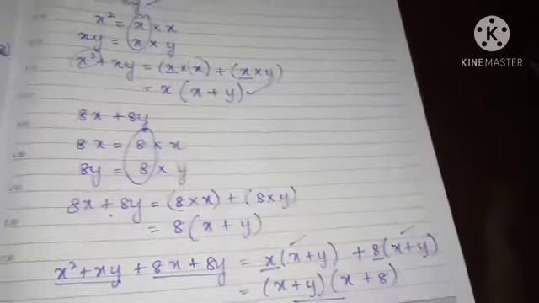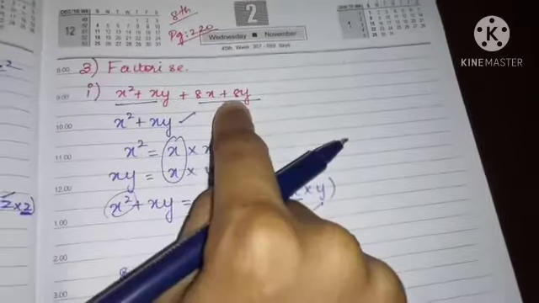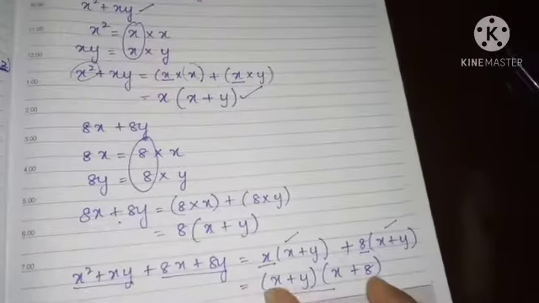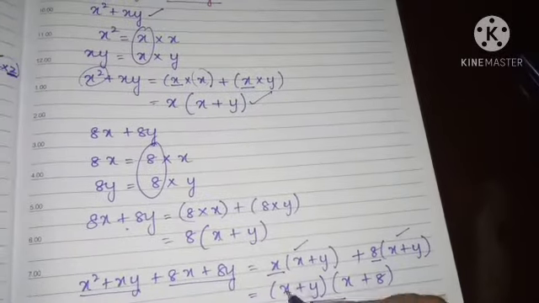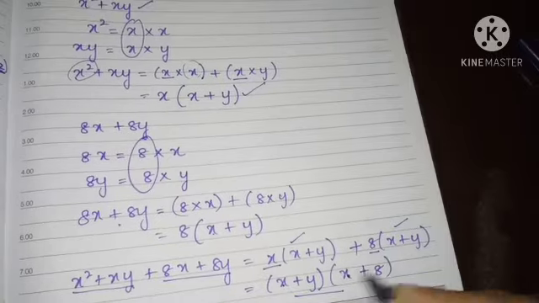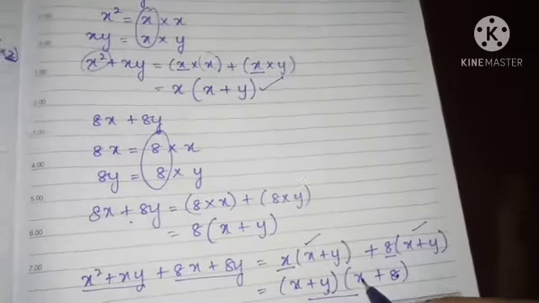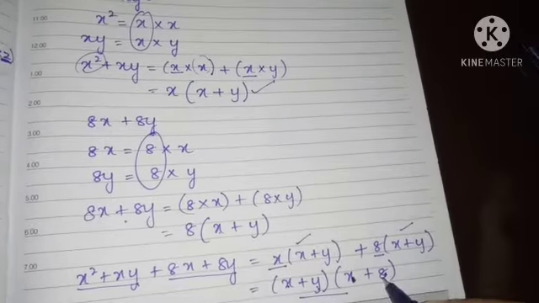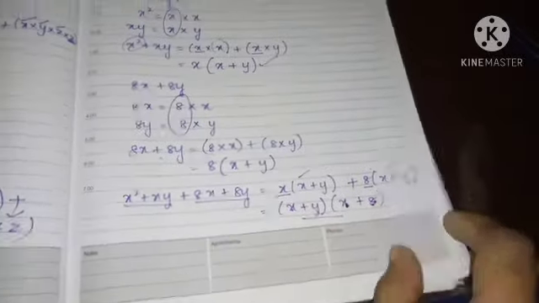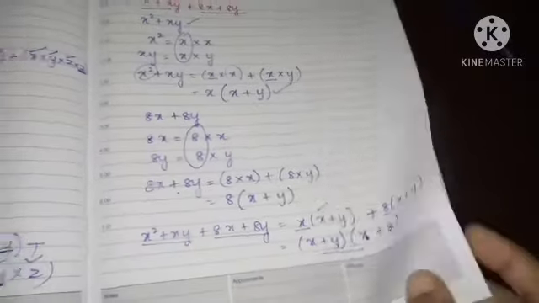Listen children, if you multiply these two, you should get this value. After finding the answer, you can multiply it and see: x into x, x square; x into 8, 8x; plus y into x, yx; plus y into 8, 8y. If you arrange everything together, you will get the original expression. Then the answer you are getting is correct. Likewise, you can check your answers.